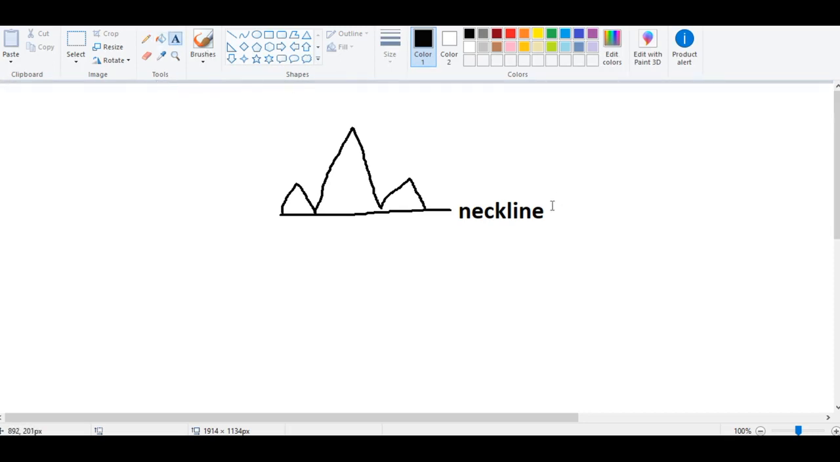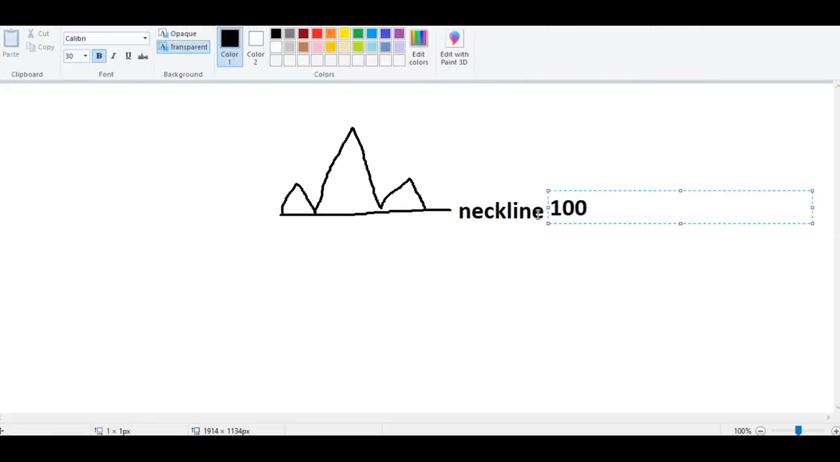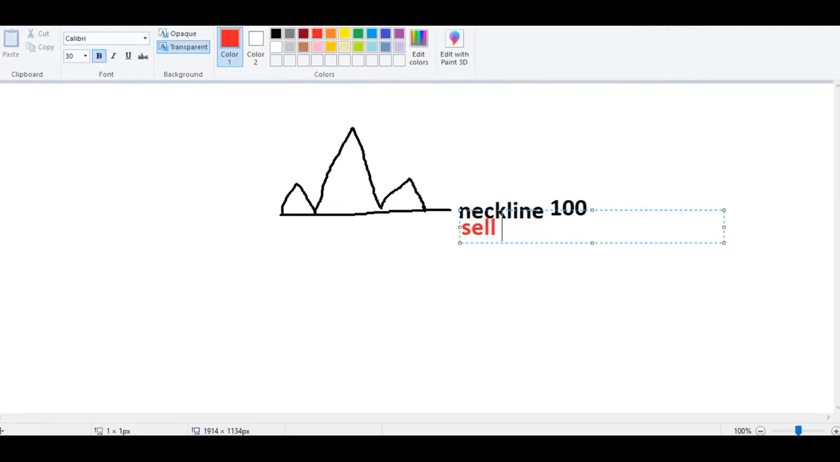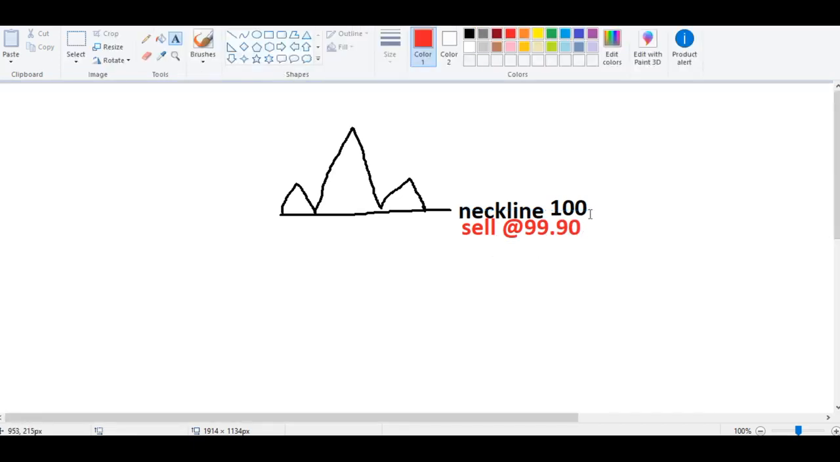So when do we enter? Now let's say this neckline is 100 rupees. We will go short, meaning we will sell, the moment price breaks 100 rupees. So let's say price is currently trading at 101. The moment it goes below 100, we will enter a sell trade. Let's say I will sell at 99.90 paise, just slightly below 100.